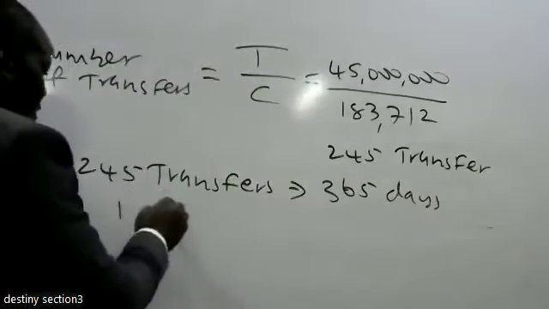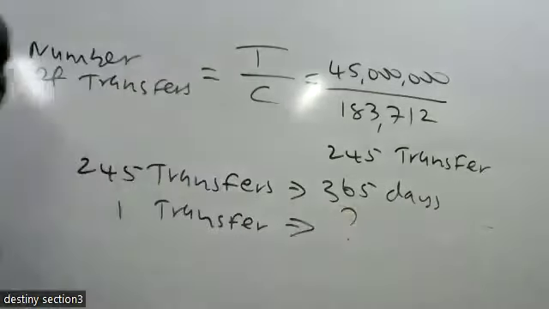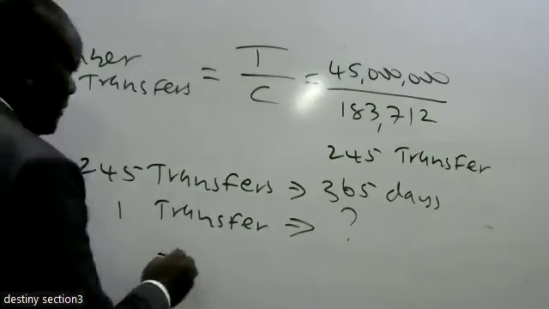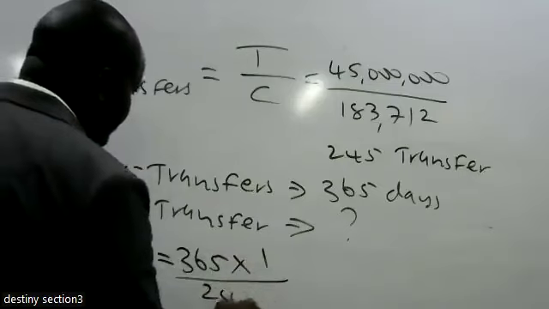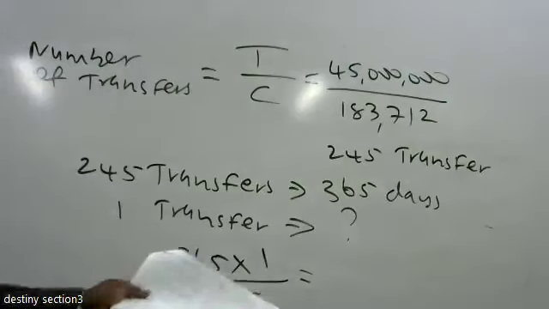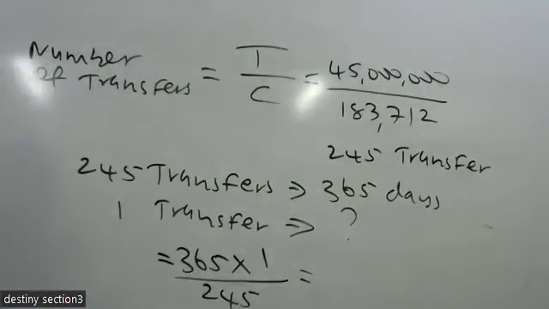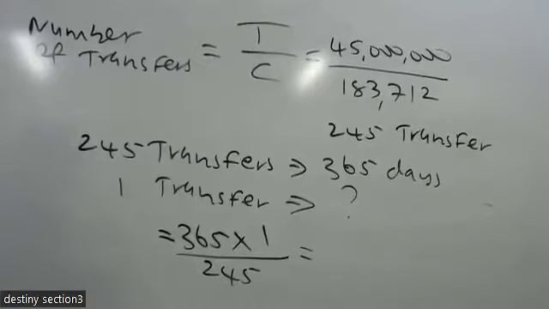How about one transfer will take how long? If you want to know the frequency of the transfers, you want to know how many days we make a transfer. So we just cross multiply. You take 365 multiplied by 1, divide by 245. We just cross multiply to get the number of days. What you'll be getting there are days per transfer. How often you make a transfer.